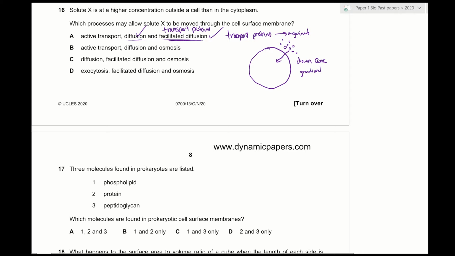B. Active transport, diffusion, and osmosis. Osmosis in all three of these is incorrect. The reason for this is osmosis is the movement of water molecules down the water potential gradient. But here we're talking about the solute. Therefore, the only correct answer must be A.